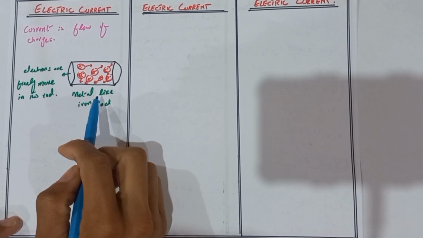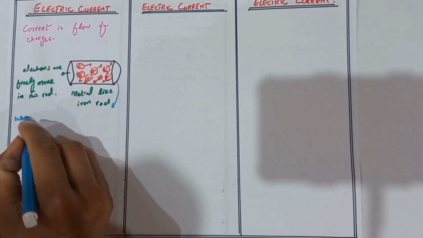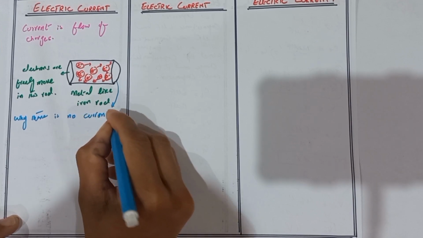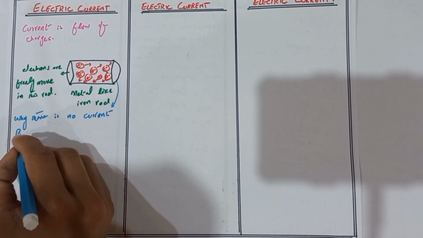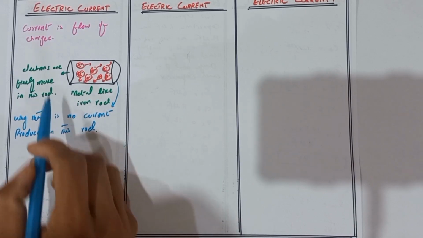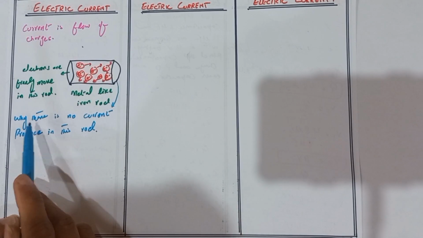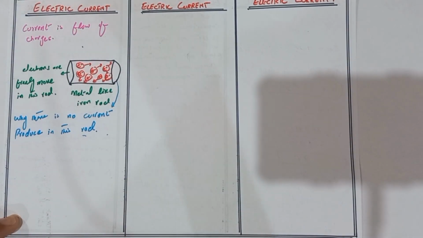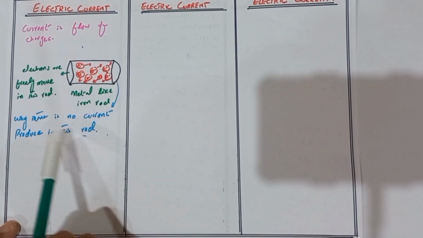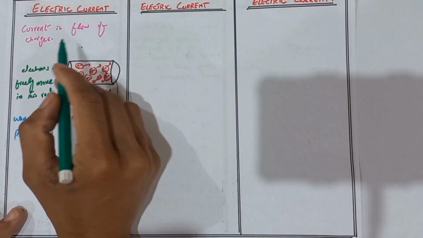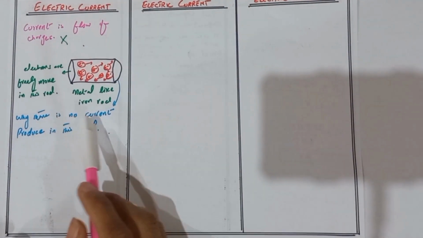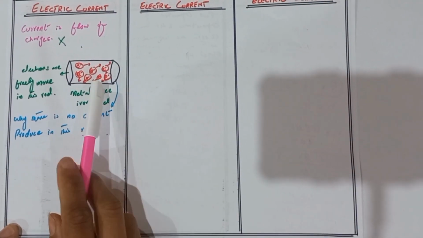Now, one important question arises: why is there no current produced in this rod? According to the definition, current is the flow of charges, and electrons are moving freely in this rod, but in reality no current is produced. So as a whole, the definition that current is the flow of charges is not correct. This is a wrong definition.